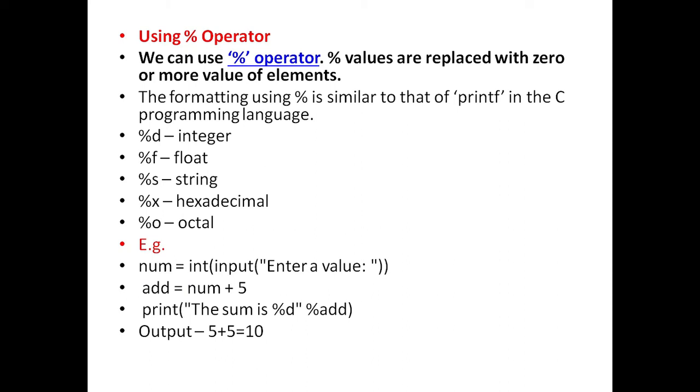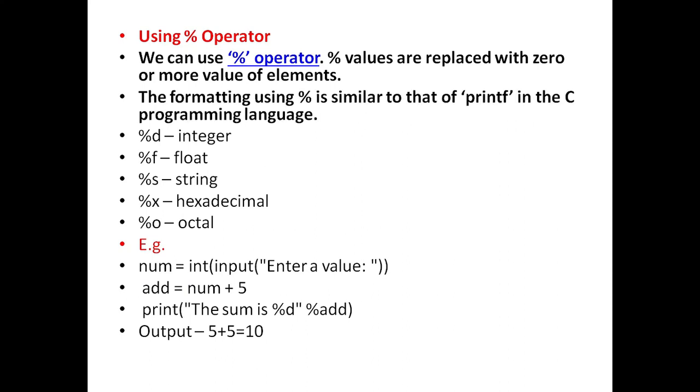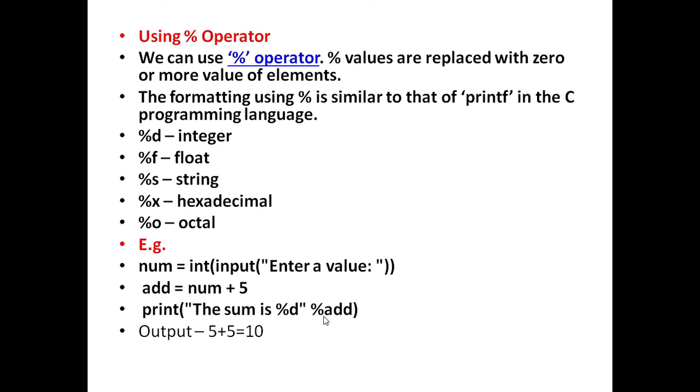Another way is to use the modulus operator. The formatting using % is similar to the printf function in the C programming language. %d is used for integer, %f is used for float, %s is used for string, %x is used for hexadecimal and %o is used for octal. For example, if we use input to enter a value and convert it to integer, and store num plus 5 in the variable add, when we print "sum is %d" with add, the output will be 5 plus 5 as 10.